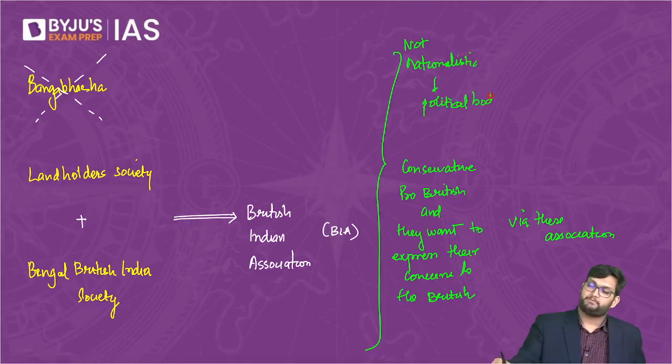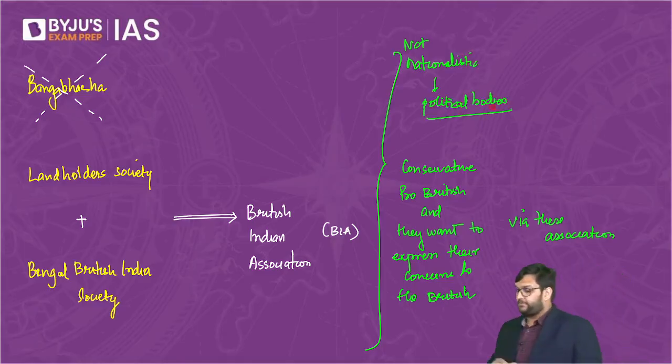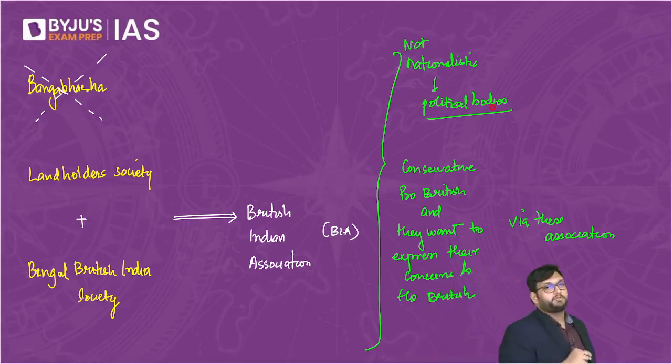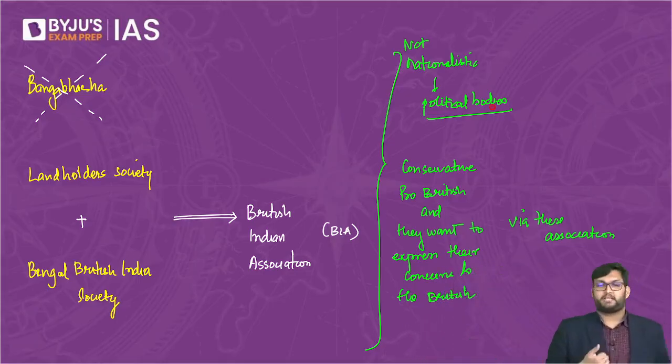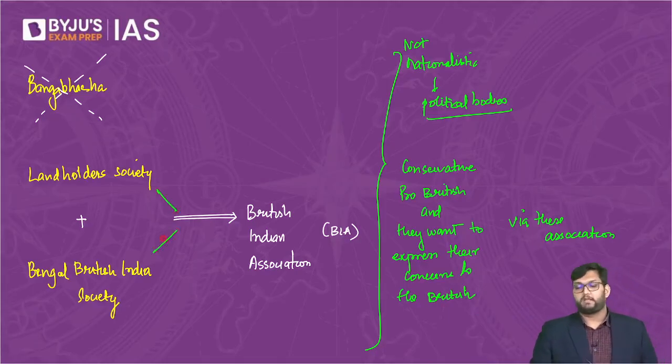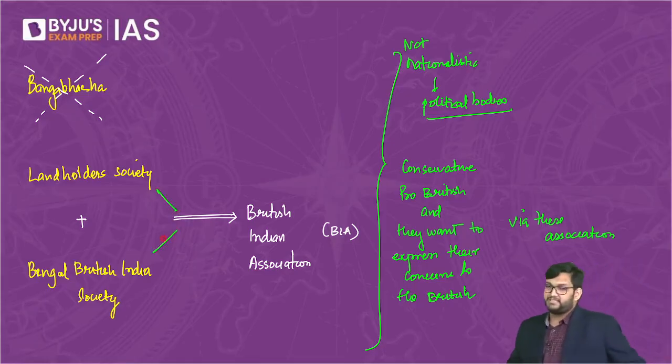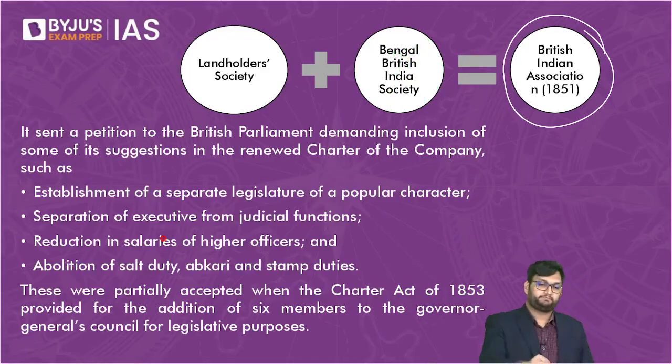But why is it important? Because at least people have now started to come together under their own interest. So Banga Bhasha, Landholder Society, and Bengal British India Society, where these two come together to produce the British Indian Association. They are the conservative bunch.